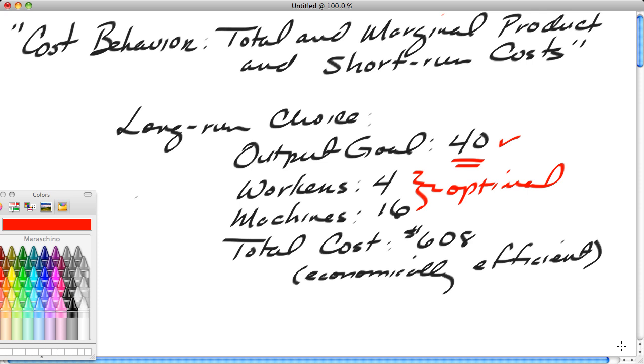This is the second part of a three-part series on cost behavior. In this particular segment, we're going to take a look at total and marginal product and the relationship between total and marginal product and short-run costs.